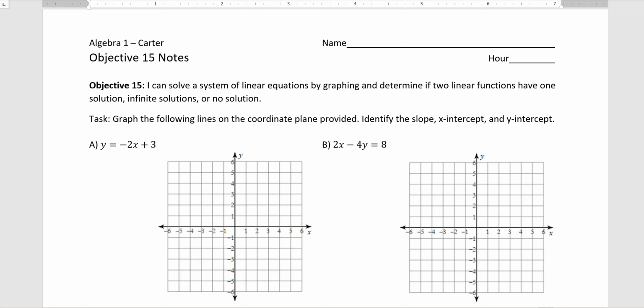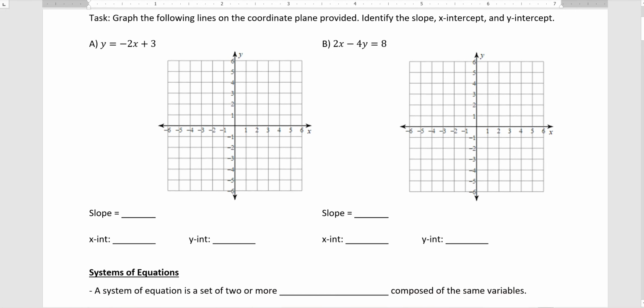Objective 15 says, I can solve a system of linear equations by graphing and determine if two linear functions have one solution, infinite solutions, or no solution. So today we're going to do part one of these notes, and we're going to start with just a little bit of review. So I want you to actually do this on your own, kind of dust off some cobwebs.